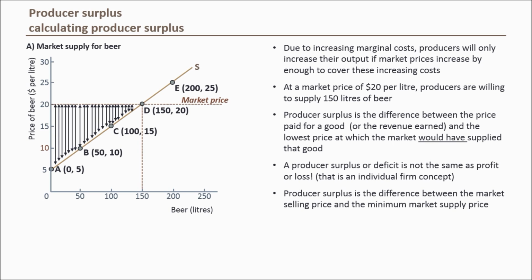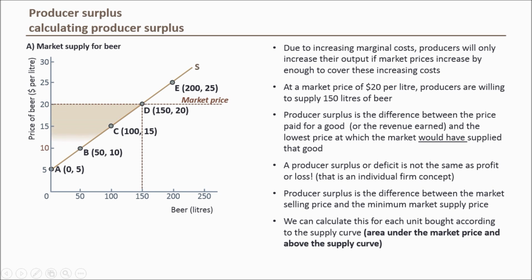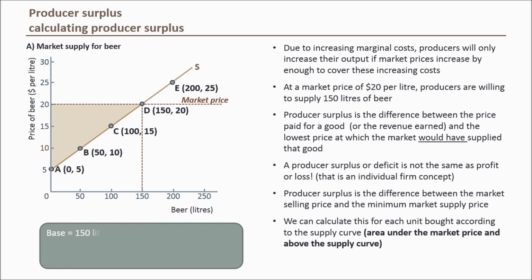So to calculate the total market producer surplus, all we need to do is calculate the area of the triangle between point A, point D, and the $20 per litre price point on the y-axis. This is shown by the green triangle. To calculate the area of this triangle, all we have to do is multiply the base of the triangle by half the height of the triangle. The base of the triangle is equal to 150 litres of beer, which we can see by looking at the x-axis or simply by looking at point D on the supply curve itself.